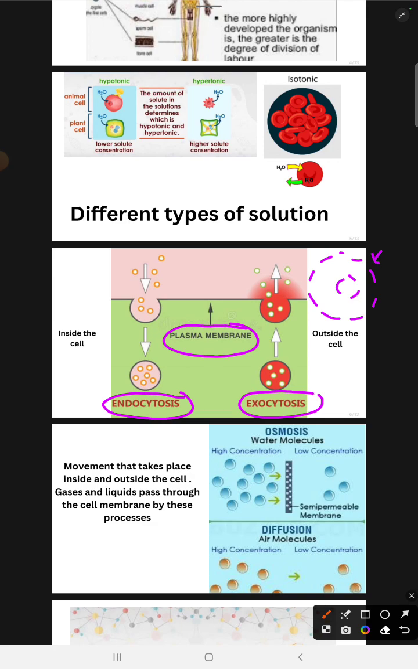When the nutrients or the food enter through this selectively permeable membrane inside the cell, we call it endocytosis. And when there are some waste materials which are to be moved out of the cell through the semi-permeable membrane or the plasma membrane, that term is called exocytosis.